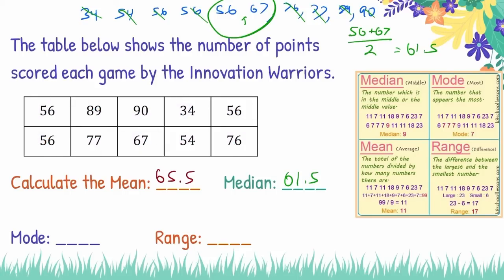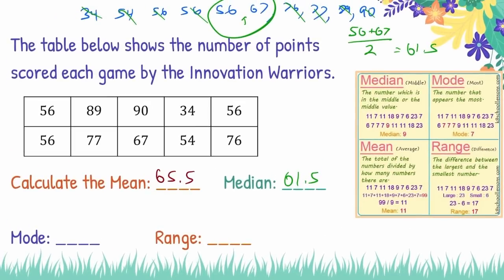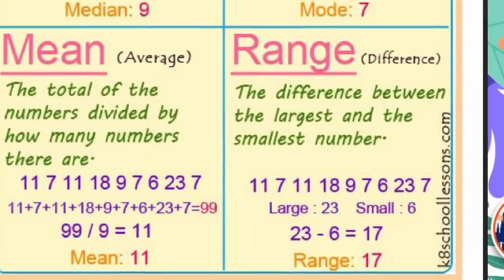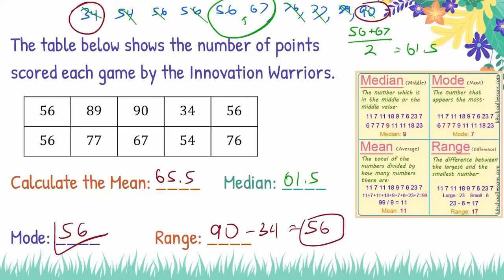What would be the mode of this data set? And the mode is the number that appears the most often. That's 56. That appears 3 times. That's more than any other number. And what's our range? The range is the highest minus the lowest. And you can use the median calculations for that. Well, that's 90 minus 34, which is 56. Okay, so those are your measures of central tendency.